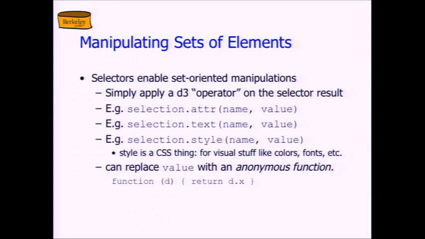Once you have your hand on a set of elements, you can then change them in D3. You can manipulate them. You can apply an operator on the results. So you can take a selection, which is d3.selectAll something, and then you can change attributes of that selection by saying .attr name, comma, value. And I'll show you examples of this in a minute. Or you can change the text of the selection, or you can change the style of the selection. Right? Style is a CSS thing for visual effects. And for all these things that are values, instead of putting in a value, you can put in a function. So you can have a function that later on you'll pass a value into that will compute something from that value. All right, and we'll see how that gets used.